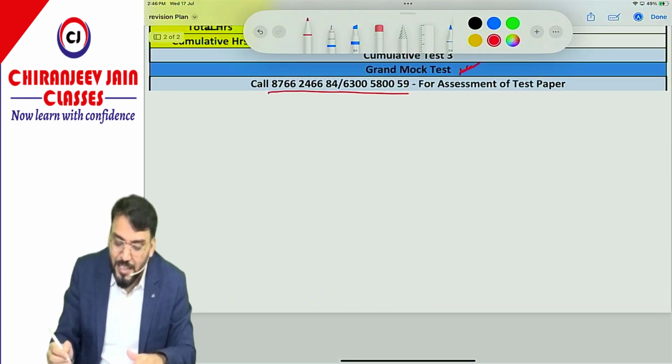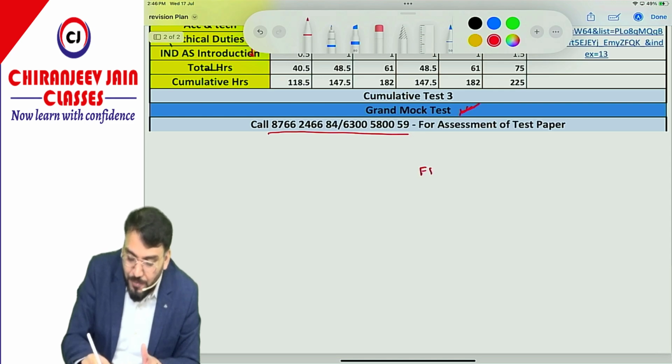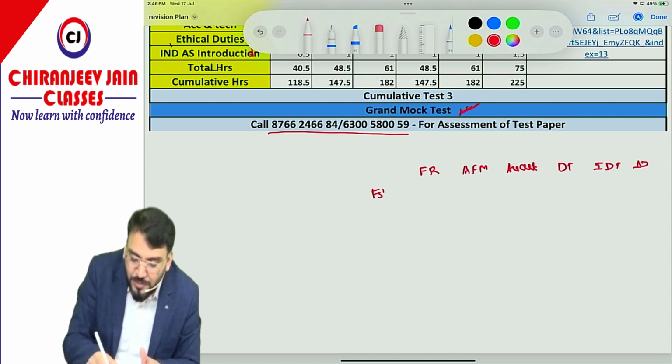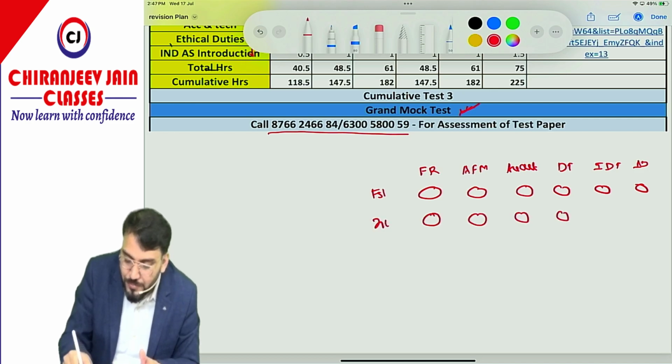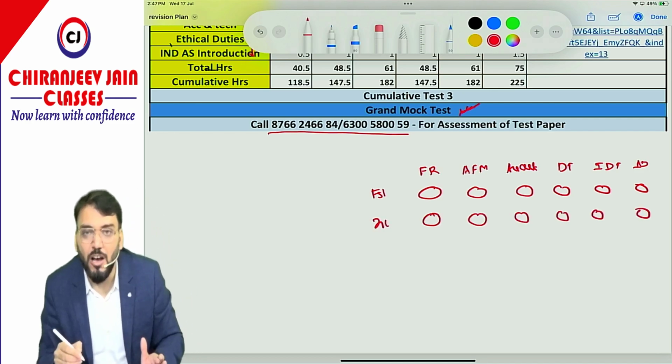Now, if you are writing both groups, just write down FR, AFM, Audit, DT, IDT, IBS. Write how many hours are required for first revision, and how many hours are required for second revision.